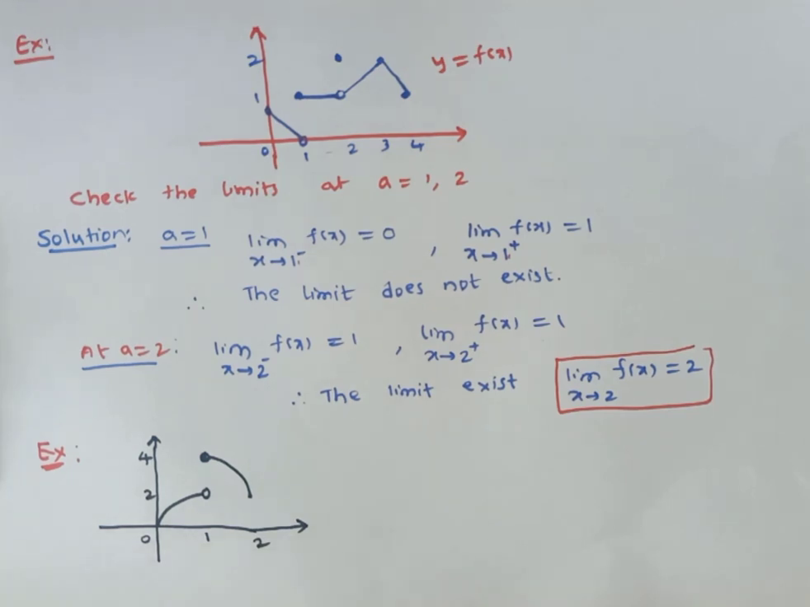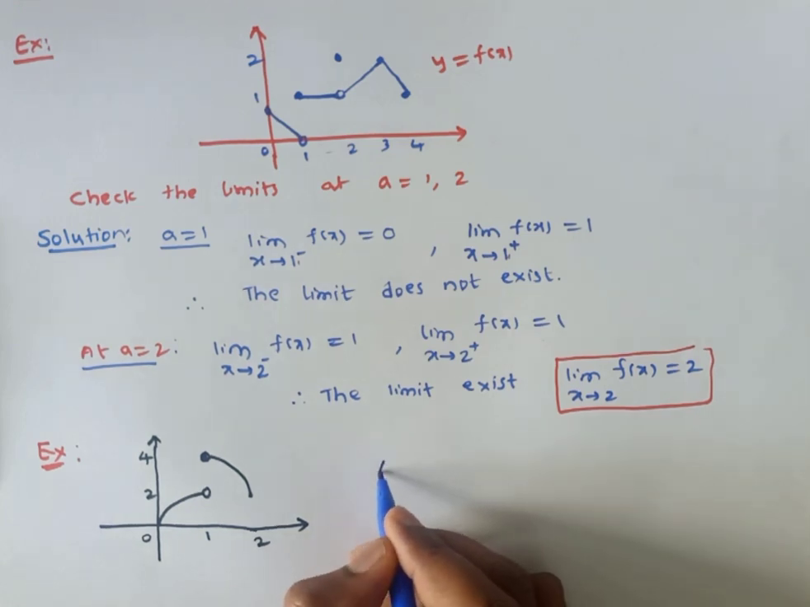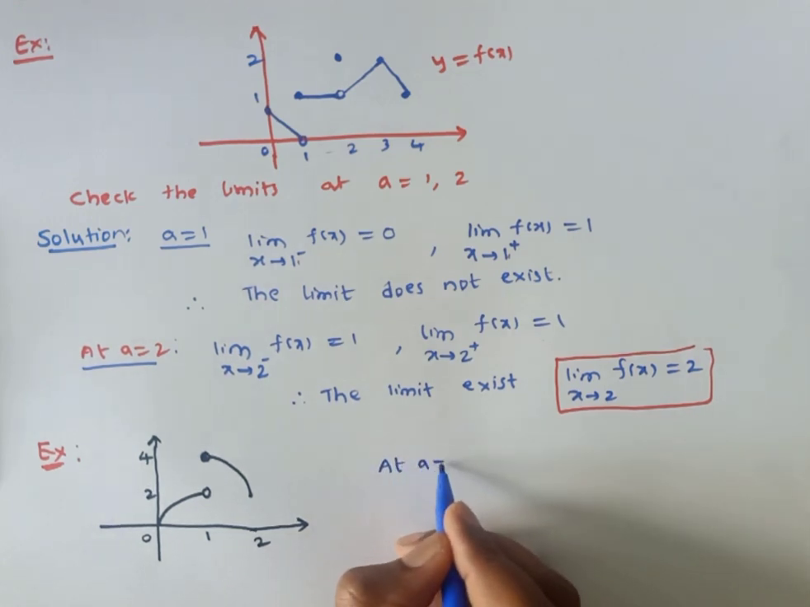Now you have to check, for the given function or the given graph, at x equals 1, whether the limit exists or not. Will you check? Right. So at x equals 1, or at a equals 1.